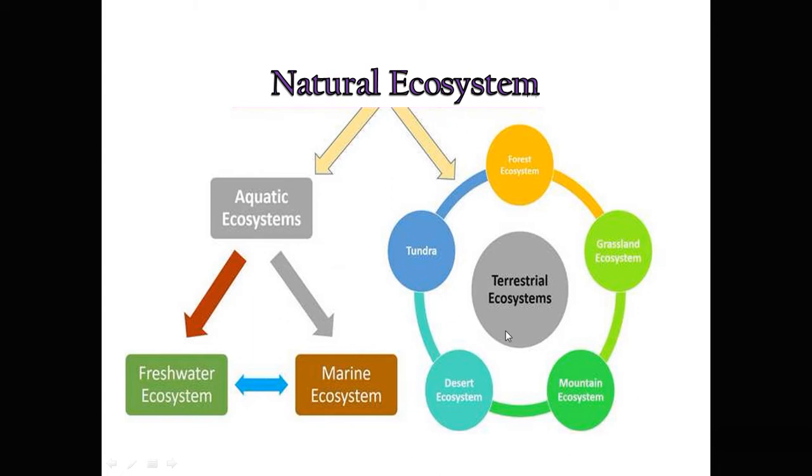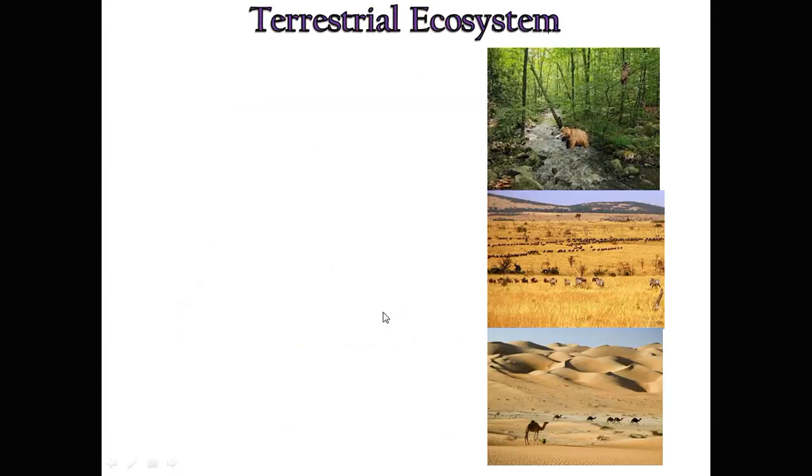This is another pictorial representation of the natural ecosystem: aquatic and terrestrial. Aquatic is further classified into freshwater and marine water, and terrestrial is classified into forest, grassland, mountain, desert, and tundra. Let us learn about terrestrial ecosystem.